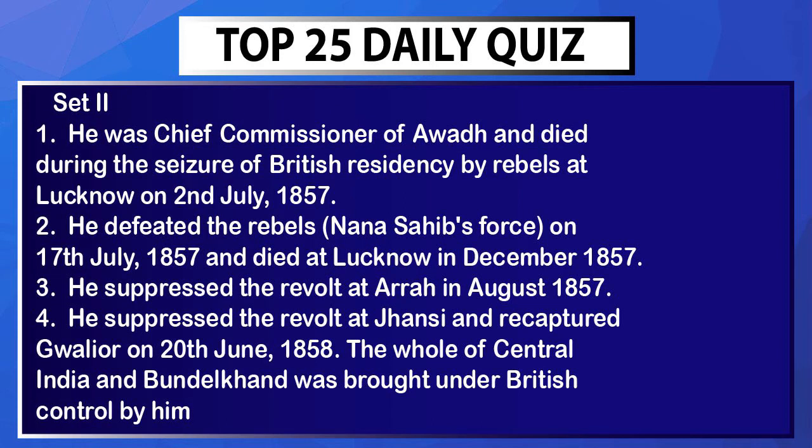Set 2. First, he was Chief Commander of Awadh and died due to the seizure of the British residence by rebels at Lucknow on 2nd July 1857. Second, he defeated Nana Sahib's force on 17th July 1857 and died at Lucknow in December 1857. Third, he suppressed the revolt at Ara in August 1857. Fourth, he suppressed the revolt of Jhansi and recaptured Gwalior on 20th June 1858. The whole of central India and Bundelkhand was brought under British control by him.